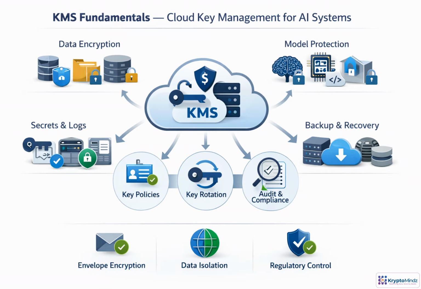KMS is the control plane for encryption keys. Instead of every AI service storing its own secrets, workloads ask KMS to create, protect, rotate, and authorize key use. Envelope encryption keeps this scalable. Data is encrypted with short-lived data keys, while master keys stay protected inside KMS. This gives you centralized policy, IAM integration, tenant and regional isolation, and audit logs showing who used which key, when, and for what. In short, KMS turns encryption into an observable, governed system.